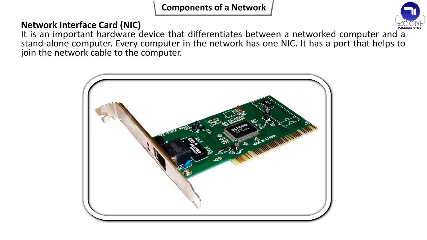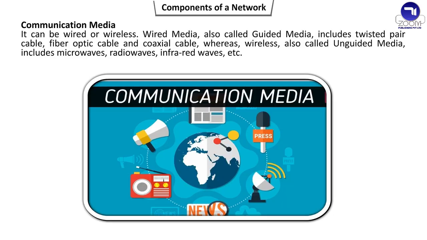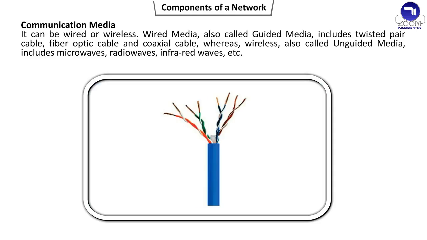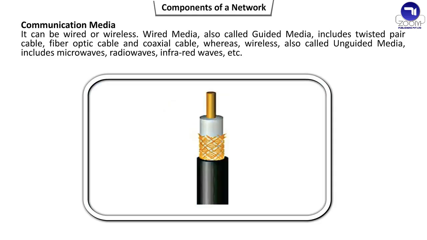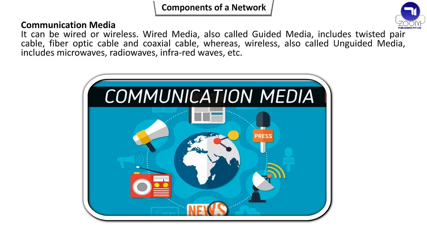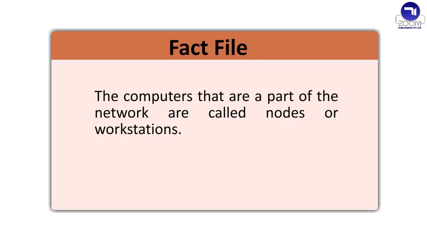It is an important hardware device that differentiates between a networked computer and a standalone computer. Every computer in the network has one NIC. It has a port that helps to join the network cable to the computer. Communication media. It can be wired or wireless. Wired media, also called guided media, includes twisted pair cable, fiber optic cable, and coaxial cable, whereas wireless, also called unguided media, includes microwaves, radio waves, infrared waves, etc. Fact file. The computers that are a part of the network are called nodes or workstations.